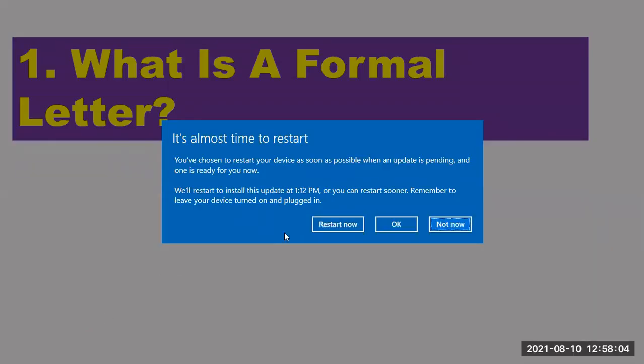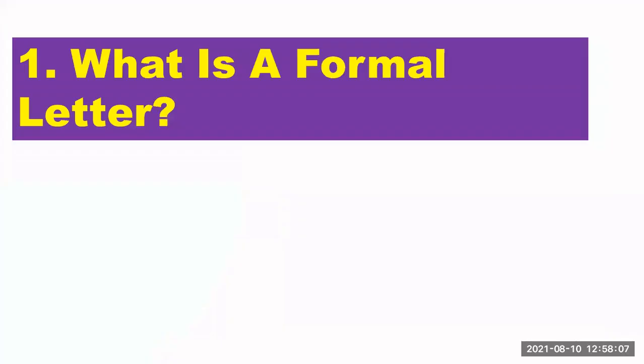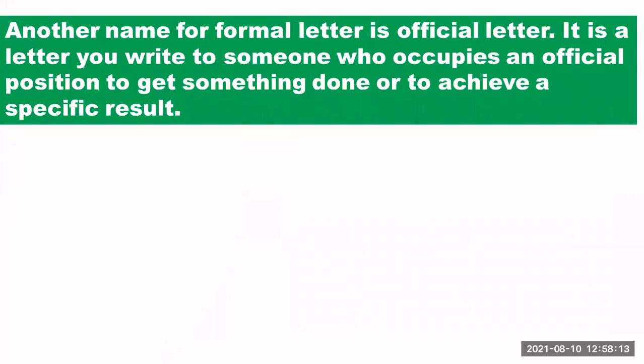First of all, what exactly is a formal letter? Now, another name for a formal letter is an official letter, because it is the kind of letter you write to someone who occupies an official position to get something done or to achieve a specific result. If you are asked to write a letter to the Minister of Agriculture, write a letter to the chairman of your local government, write a letter to the Director of Works, of course, you are writing to someone who occupies an official position. All right?